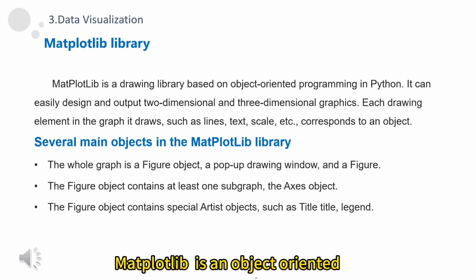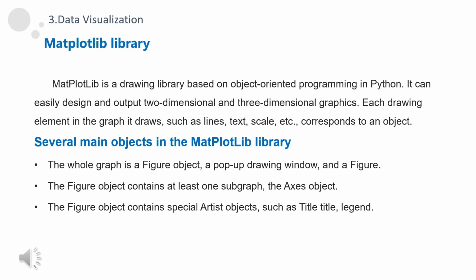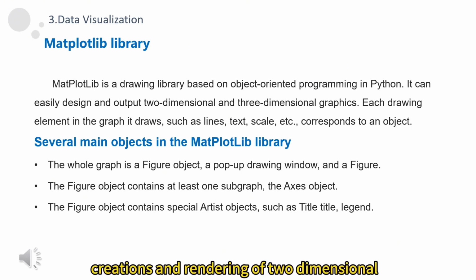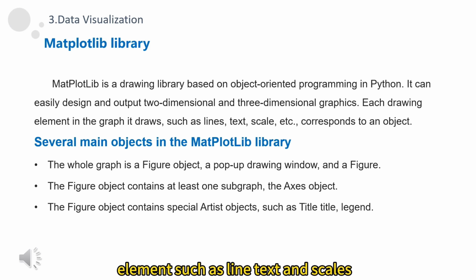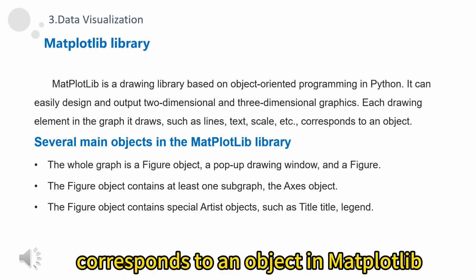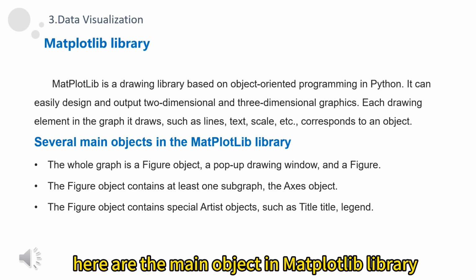Matplotlib is an object-oriented drawing library in Python that allows easy creation and rendering of two-dimensional and three-dimensional graphics. Each graphical element, such as line, text, and scales, corresponds to an object in Matplotlib. Here are the main objects in the Matplotlib library.